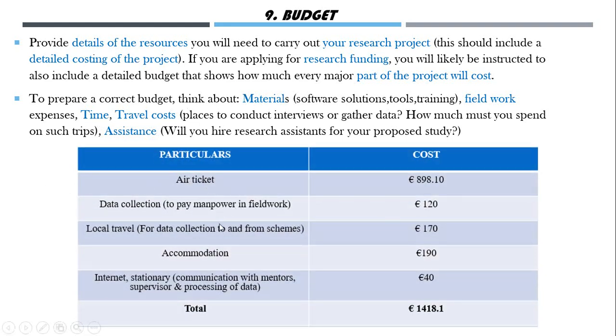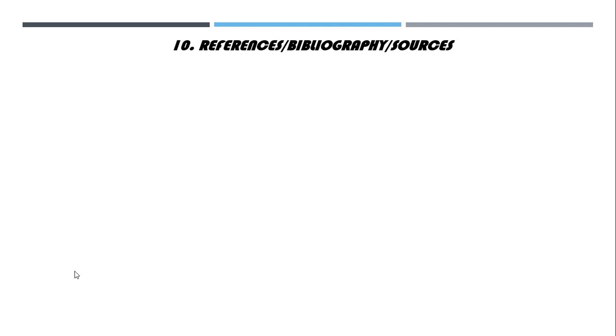This is an example of a budget which can be developed by a researcher. If you are moving from one place to another, you need an air ticket, and you will pay some manpower. You need to indicate the costs. If you are traveling for data collection, or accommodation or other requirements, you need to indicate that as well.